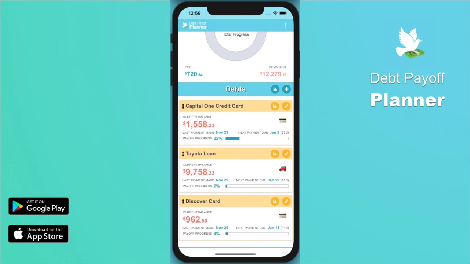So after the first month, we've made all of these payments, and we're able to track it. So it shows the payoff progress here. So 22% of the Capital One credit card's already paid off, 2% of the Toyota loan, 4% of the Discover card.